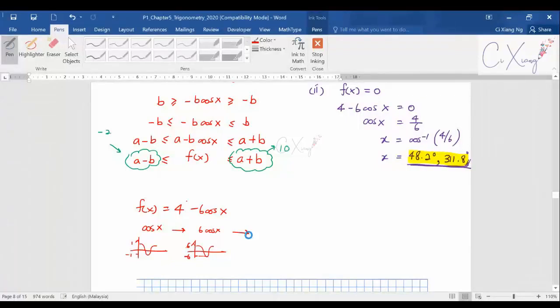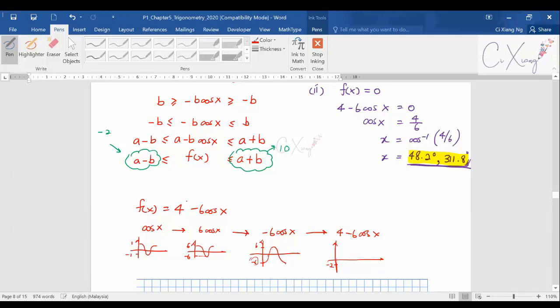Then after that, you multiply by negative. When you multiply by negative, the graph will become upside down, but both are still 6 and negative 6. So when you reflect it, it will become something like this. Then after that, you plus 4. Plus 4 means that you are moving the whole graph 4 units up. So you imagine the negative 6 here, plus 4 becomes negative 2.